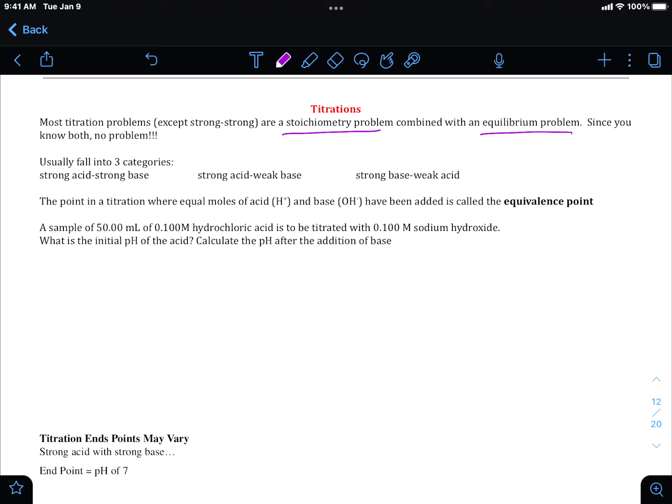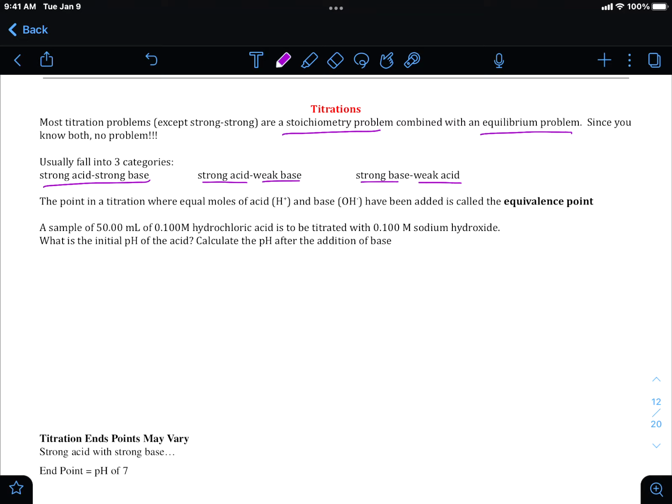And because we covered stoichiometry and we covered equilibrium, you now have the ability to work through an entire titration calculation. We're going to evaluate three types of reactions: a strong acid, strong base combination; a strong acid, weak base combination; and a strong base, weak acid combination. So notice that in all combinations, there is at least one strong species present. There are combinations of weak acid and weak base, but they're outside the purview of this course.